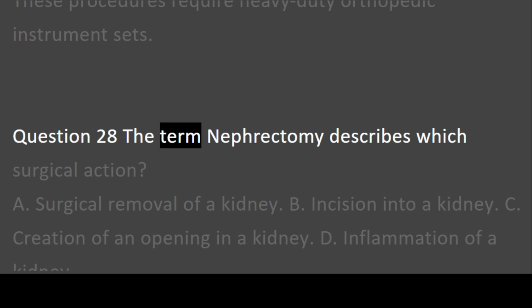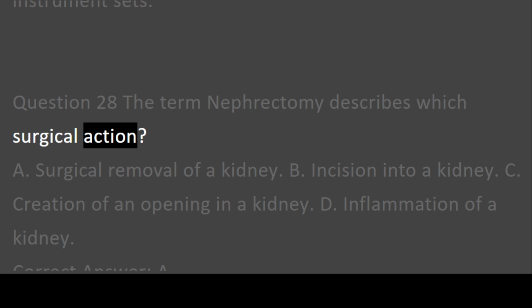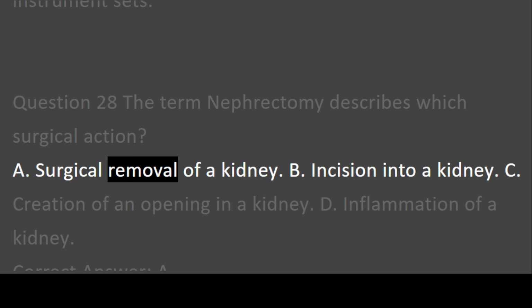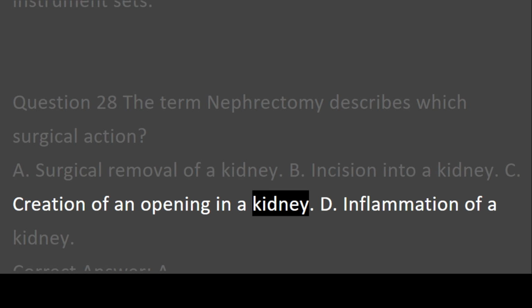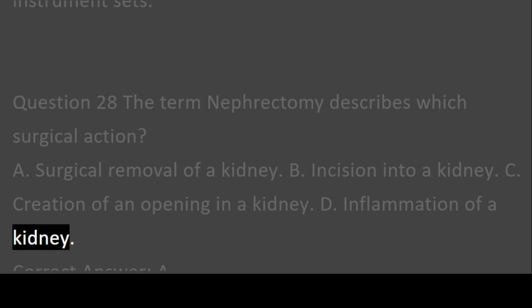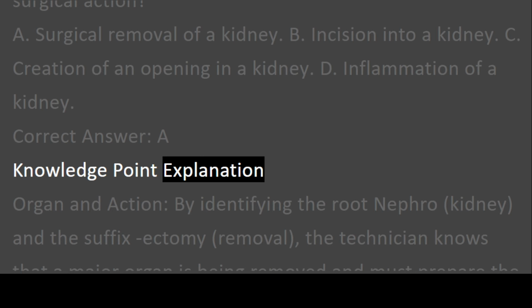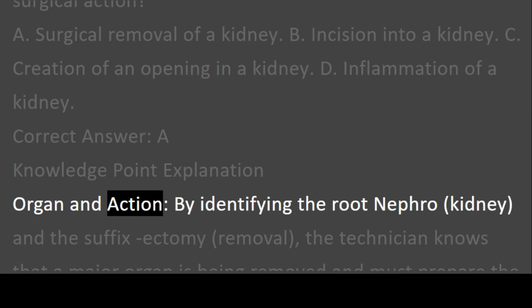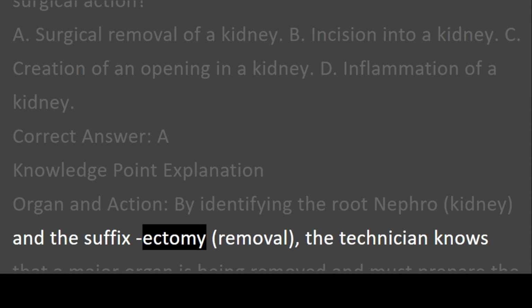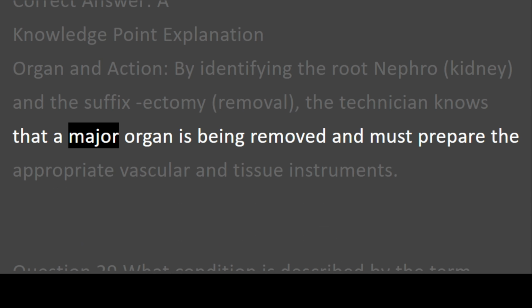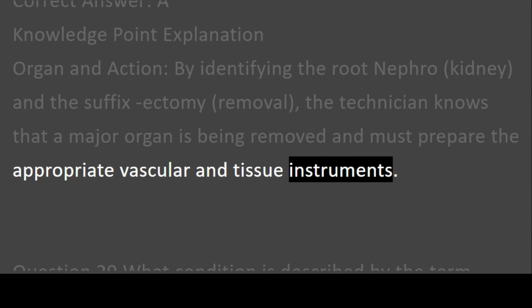Question 28. The term nephrectomy describes which surgical action? A. Surgical removal of a kidney. B. Incision into a kidney. C. Creation of an opening in a kidney. D. Inflammation of a kidney. Correct answer, A. Knowledge point explanation. Organ and action. By identifying the root nephro, kidney, and the suffix ectomy, removal, the technician knows that a major organ is being removed and must prepare the appropriate vascular and tissue instruments.